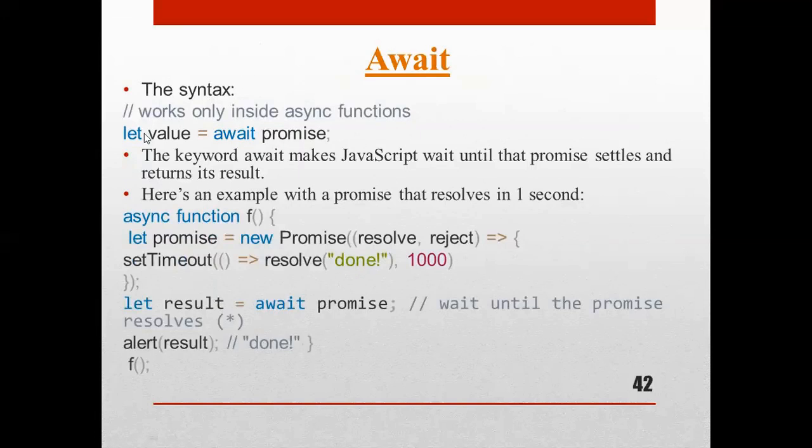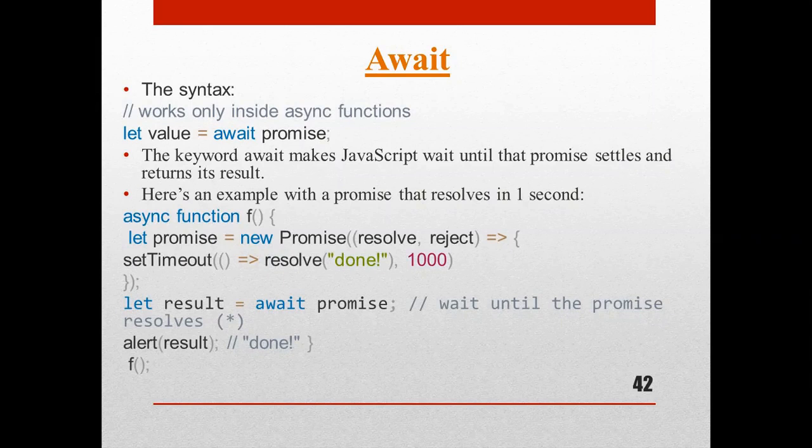The syntax for await is that it works only inside async functions. So the syntax is let value = await promise. Here the keyword await makes JavaScript wait until that promise settles and returns its result. It will wait until that promise settles and returns its result. Await only works inside async functions.